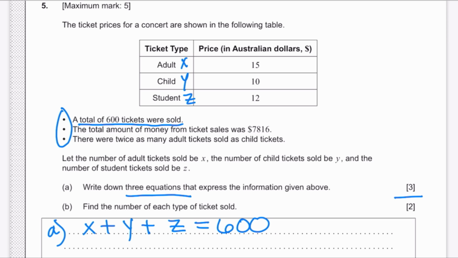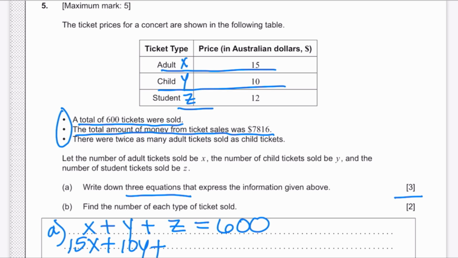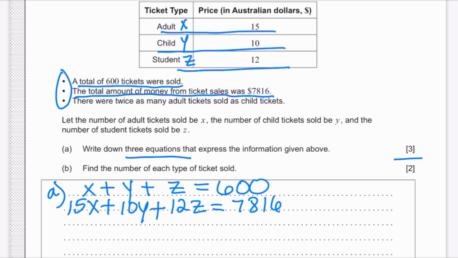Then the second one says the total amount of money. So we have how many and now how much. Each adult ticket costs $15. So 15x plus each child ticket costs $10 plus 10y plus each student ticket costs $12. And that's a total of $7,816. So that's my second equation. Then my third equation, there were twice as many adult tickets sold as child tickets. So here, either x is equal to 2y or y equals 2x. And you have to figure out which one is correct.